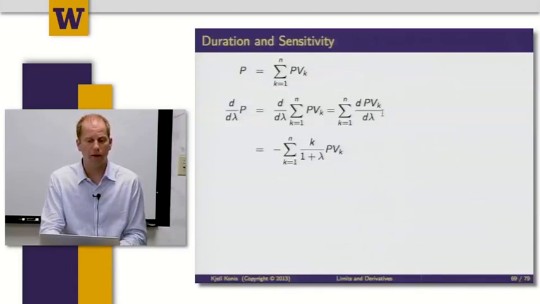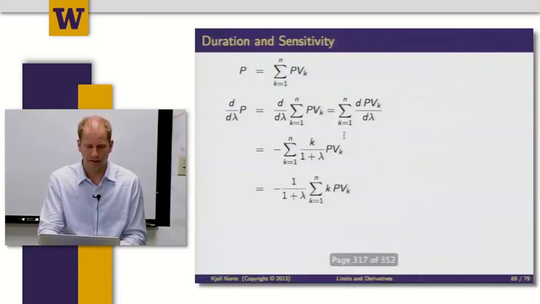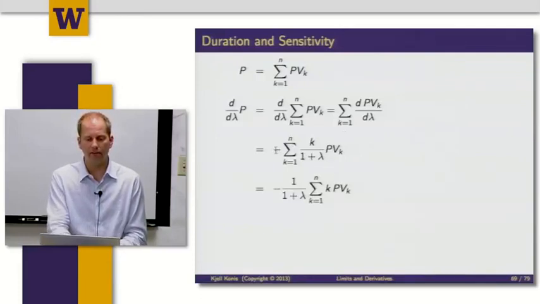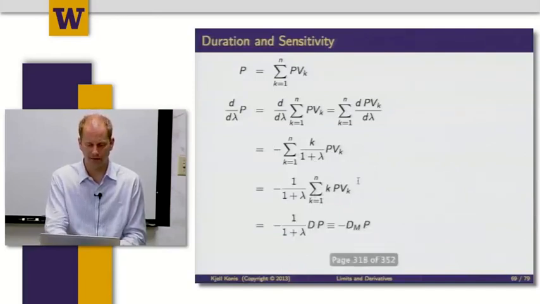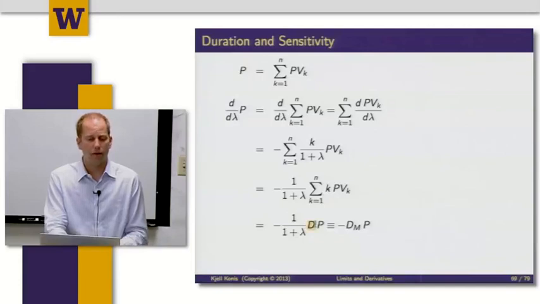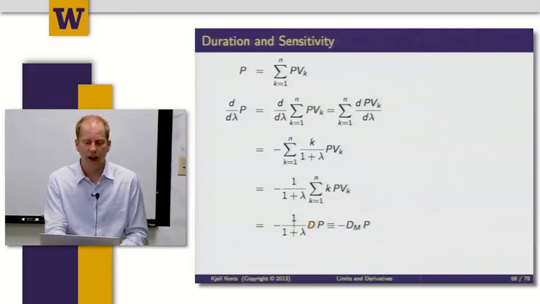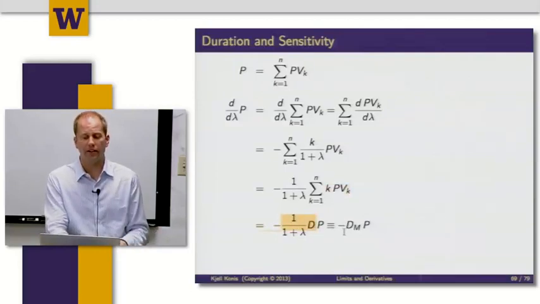And now if you look at that, remember what did we say duration was? Duration was k times PVk summed up. So what I'm going to do is take the negative 1 and the divided by 1 plus lambda out in front of the sum. And then I'm left with just the sum of k times PVk, which is this quantity duration that just sort of falls out of us taking the derivative. And this quantity here, negative 1 divided by 1 plus lambda times the duration, is called, not the negative, everything but the negative, there, is called modified duration.